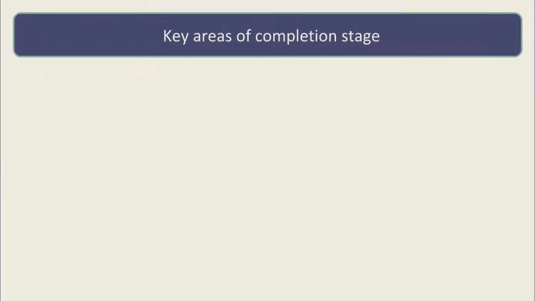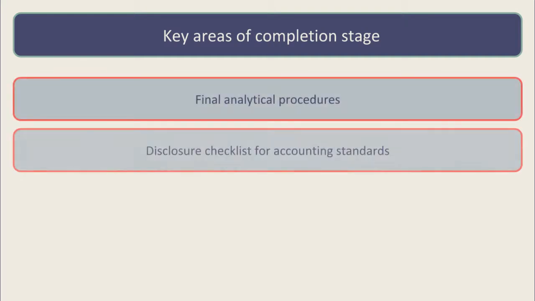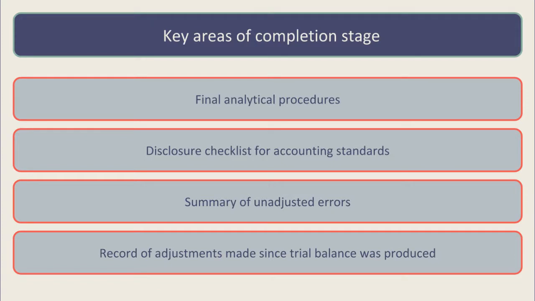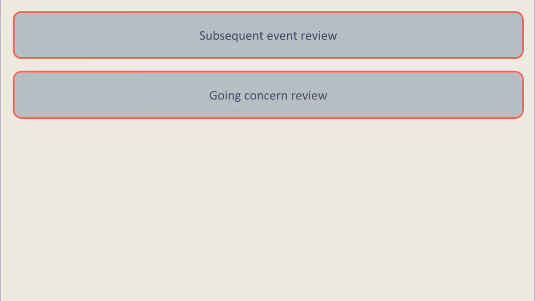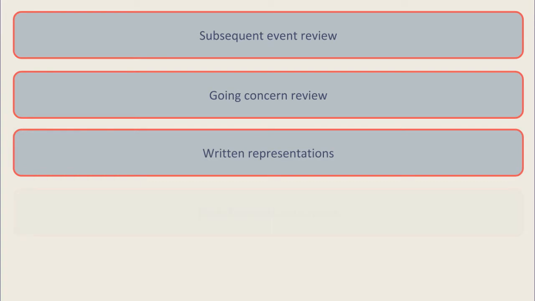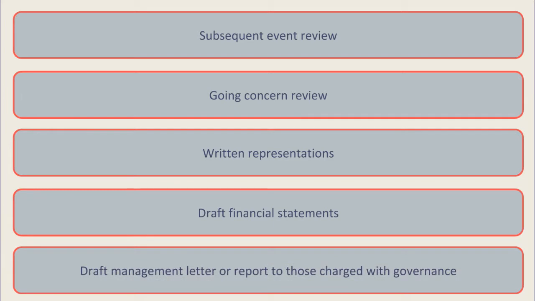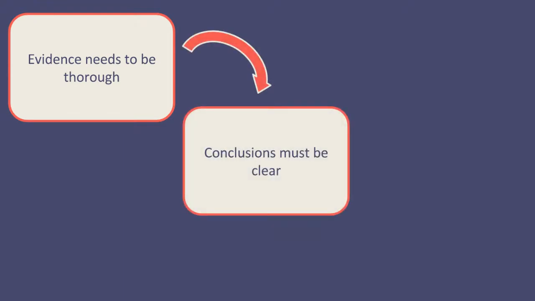The key areas of the completion stage are the final analytical procedures, disclosure checklist for accounting standards, summary of unadjusted errors, a record of adjustments made since the trial balance was produced, the subsequent event review, the going concern review, written representations, the draft financial statements, and a draft management letter or report to those charged with governance. Again, evidence needs to be thorough and conclusions must be clear in this section.